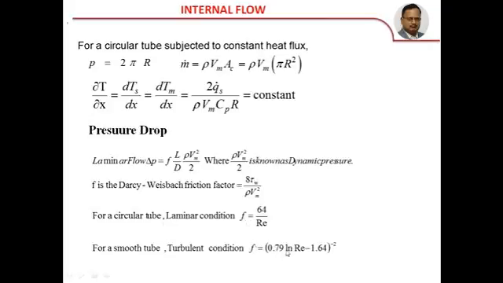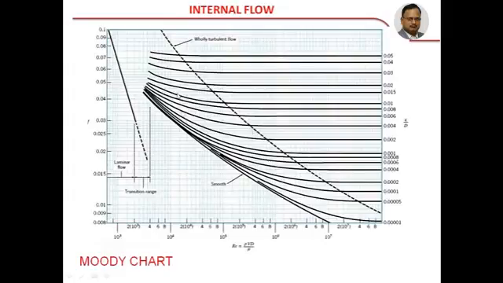So for a circular tube under laminar condition, the friction factor f is 64 by Re. For the same tube under turbulent condition, the f value is given by 1 by root f equal to 0.79 ln of Re minus 1.64, to the power minus 2. This is the friction factor for laminar and this is for turbulent, and the total pressure drop is given by the formula f L rho V square by 2D.